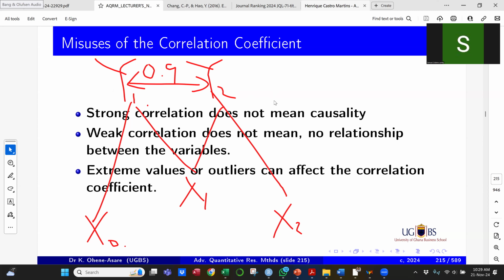Yes, Samuel, your hand is up. No, Prof. Doc, I forgot to lower it. Sorry. Okay. So that's it.